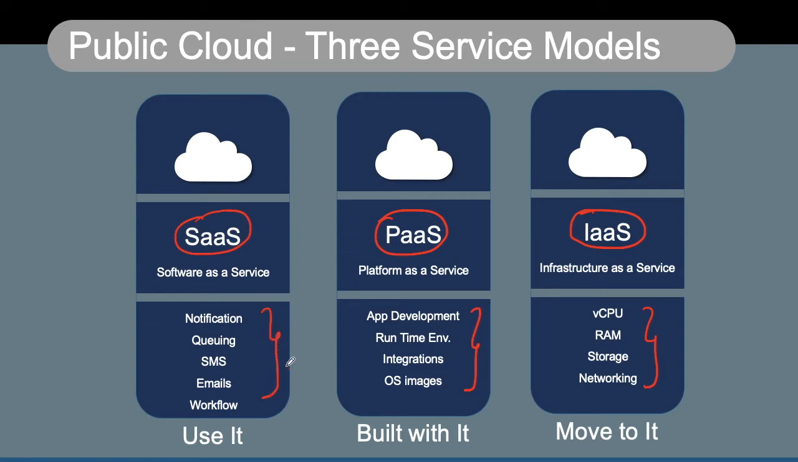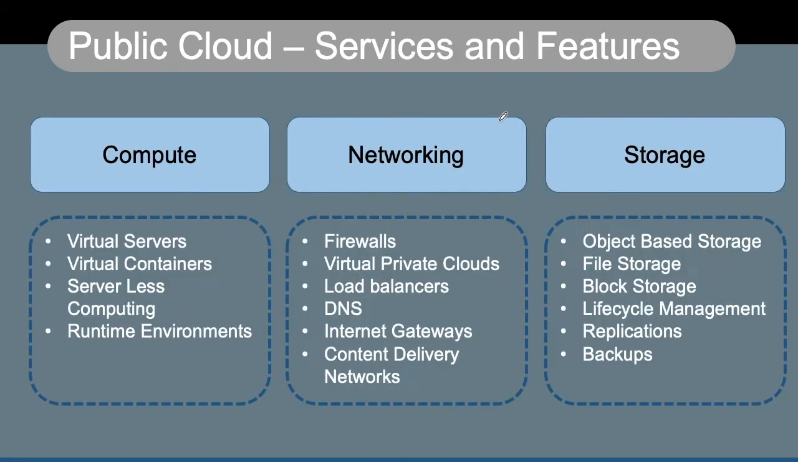So underlying hardware, underlying platform, as well as the services are being used by the end users or customers. Now, what are the typical services? These services can be compute-based services, where we have virtual servers, virtual containers, serverless architecture computing, and runtime environments. Networking resources, where we talk about firewalls, virtual private clouds, load balancers, DNSs, internet gateways, content delivery network.